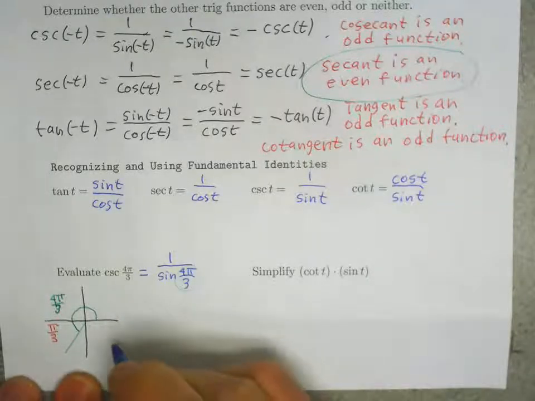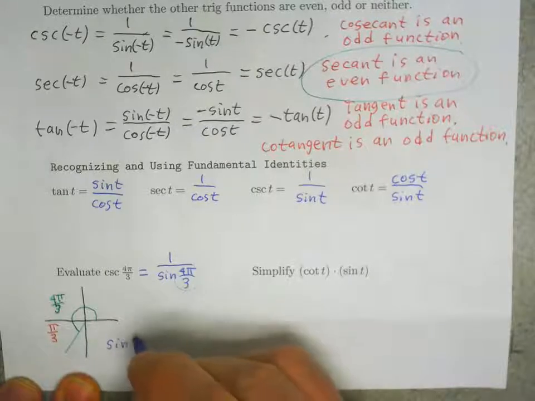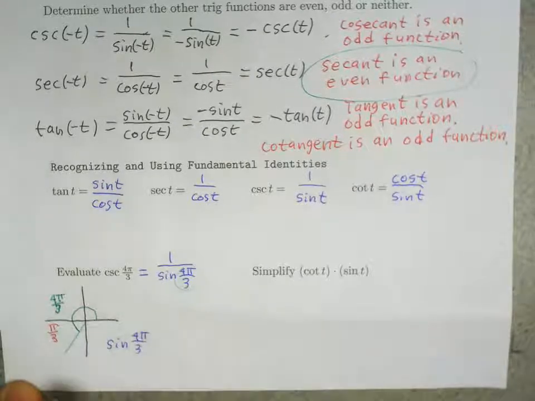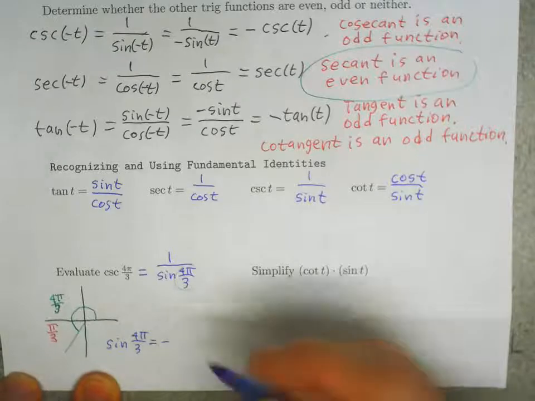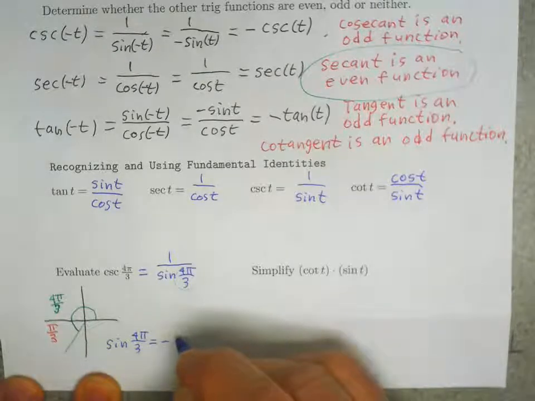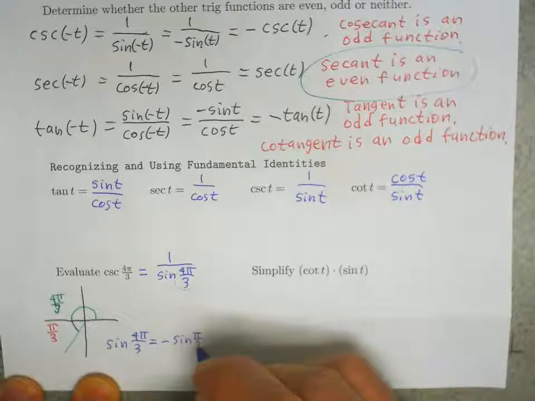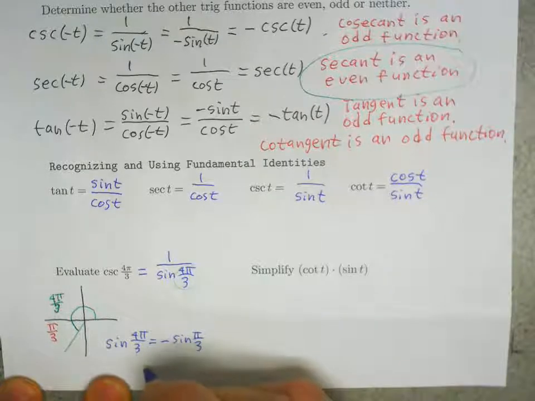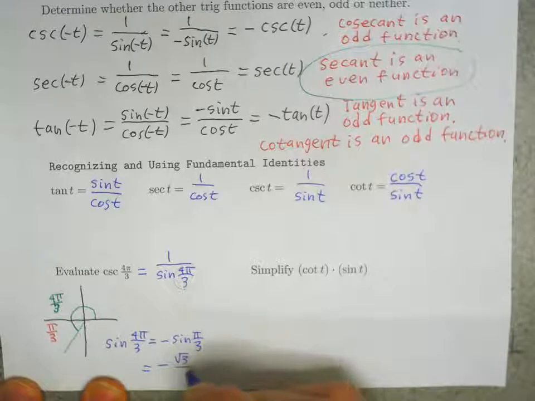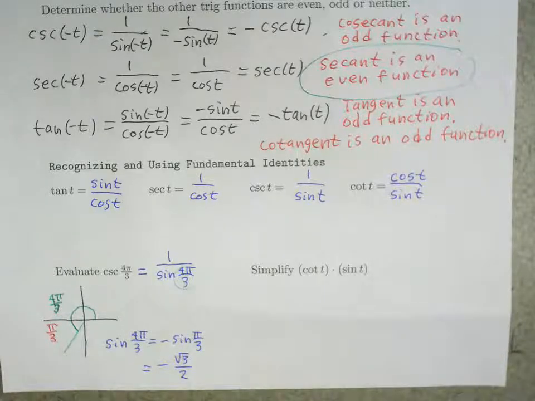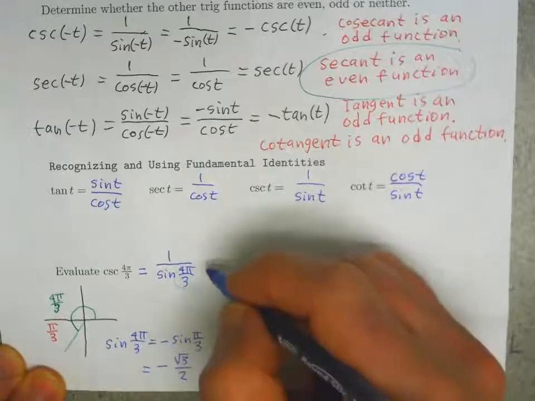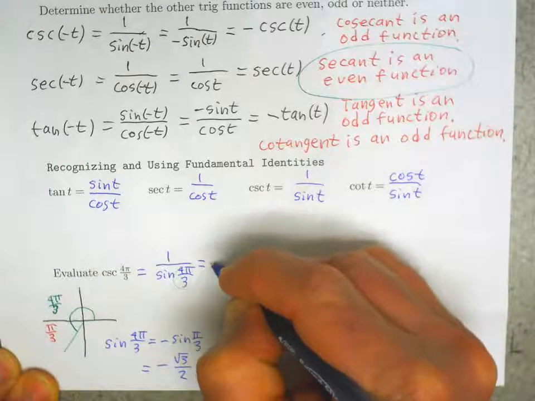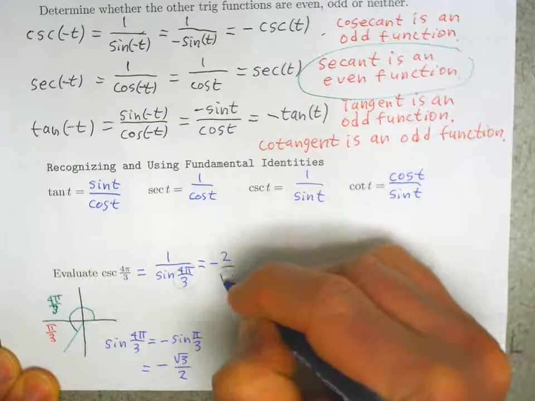And it's in the third quadrant. So sine of 4 pi over 3 is going to be negative. So it's the negative of sine of pi over 3, which is negative square root of 3 over 2. Okay, so cosecant of 4 pi over 3 is just the reciprocal of negative square root of 3 over 2. So I'll just write that up here. It's equal to the negative of 2 over the square root of 3.